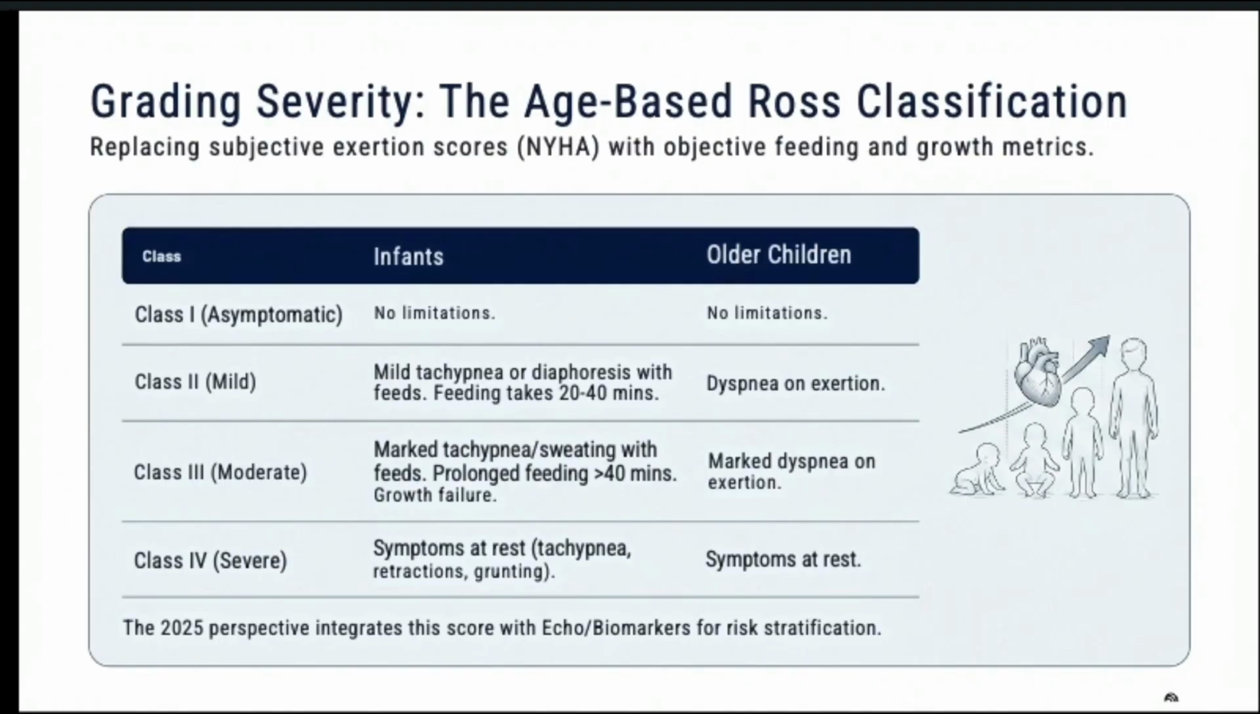Class 1 is asymptomatic, where there is heart failure, but the child is asymptomatic. So there will be no tachycardia, no tachypnea, and no symptoms of heart failure. It can only be detected on echo or some form of investigation.